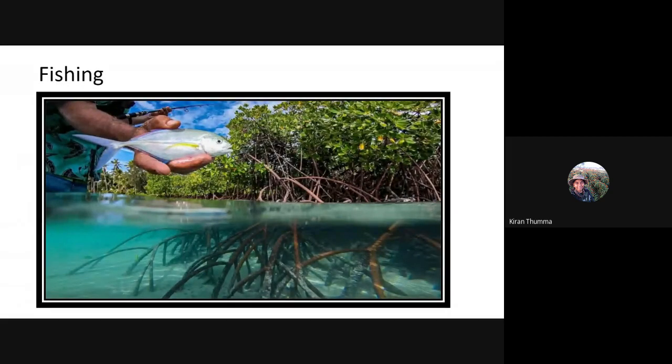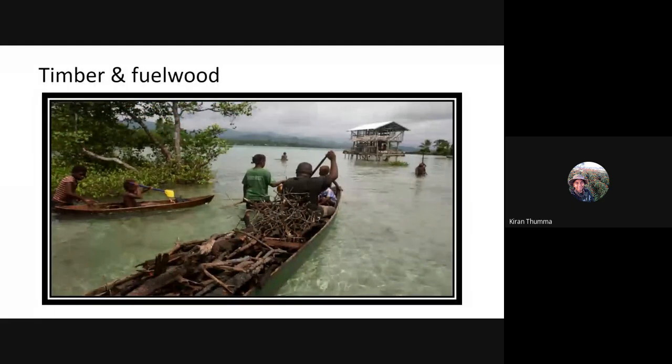And economic importance of mangrove is like fishing. So mangroves provide an ideal fishing zone, small ponds, small tidal areas. So it provides a fishing ground. So small fishermen are dependent upon these mangroves for their livelihood. Next is timber. In the coastal region, people are dependent upon mangroves for their timber and fuel woods.